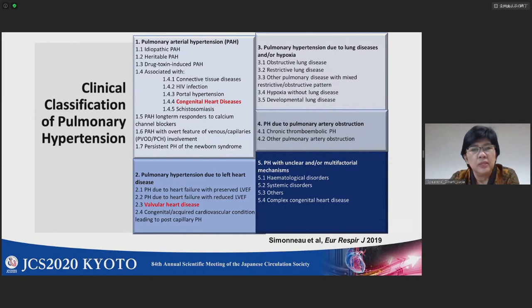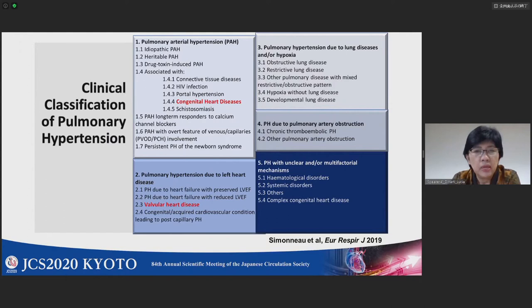This is the clinical classification of pulmonary hypertension. As we know, pulmonary hypertension is divided into five groups. Group one is pulmonary arterial hypertension, or PAH. Group two is pulmonary hypertension due to left heart disease. Group three is pulmonary hypertension due to lung disease and/or hypoxia. Group four is PH due to pulmonary artery obstruction. And group five is pulmonary hypertension with unclear and/or multifactorial mechanisms. In this talk, I will focus on PH group one, or pulmonary arterial hypertension.